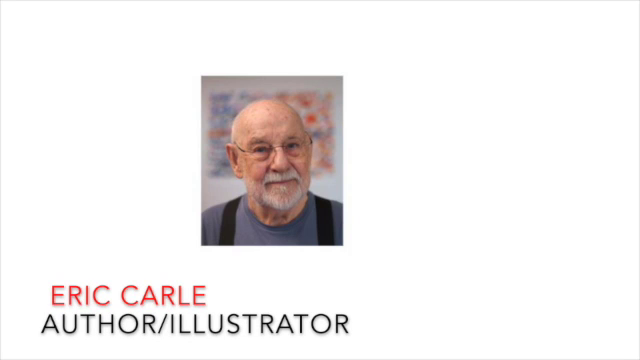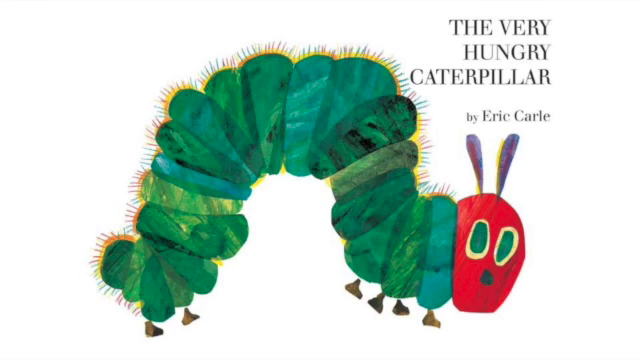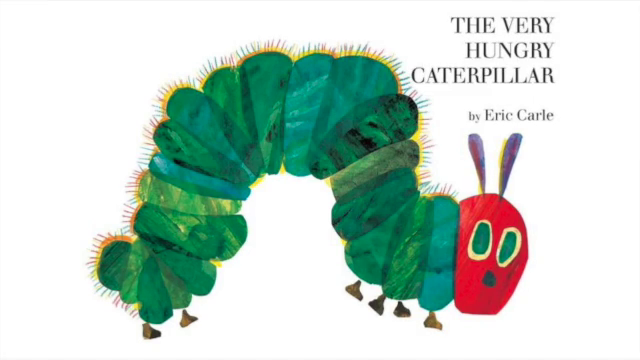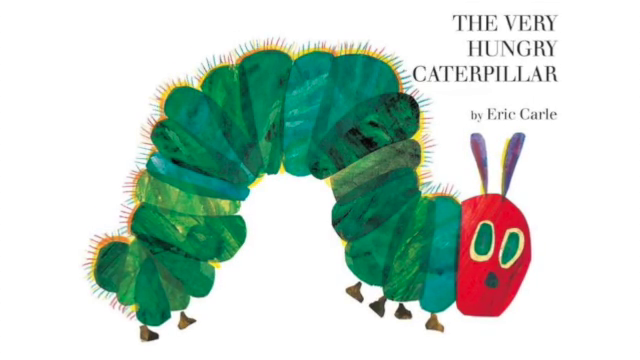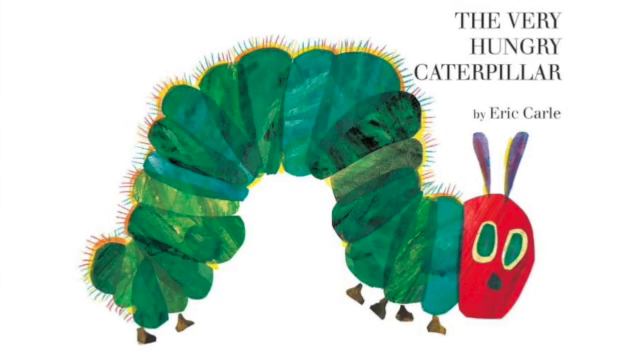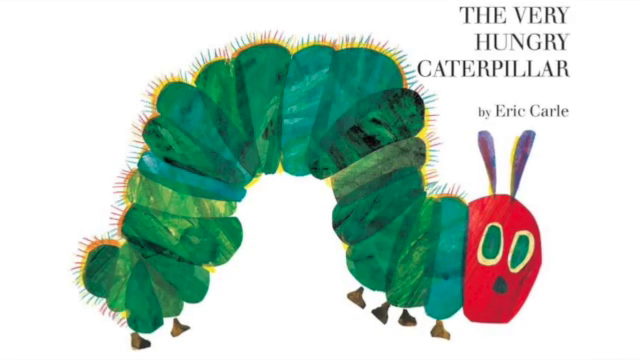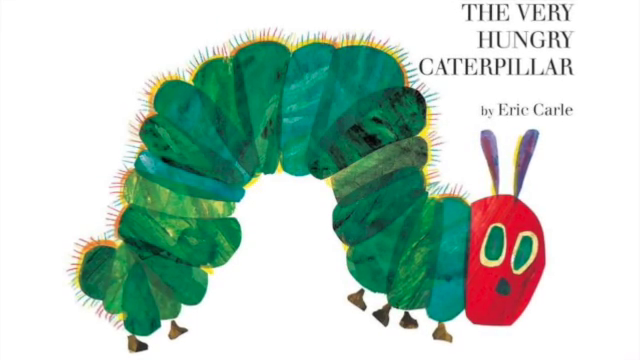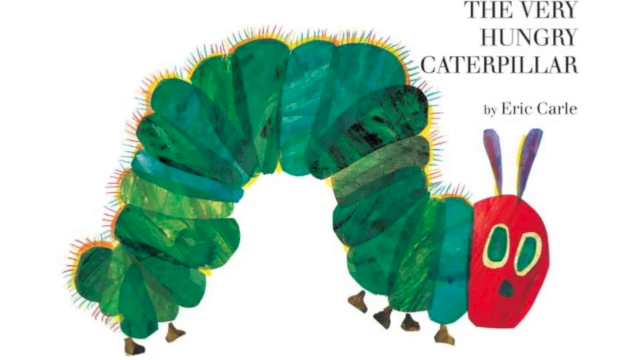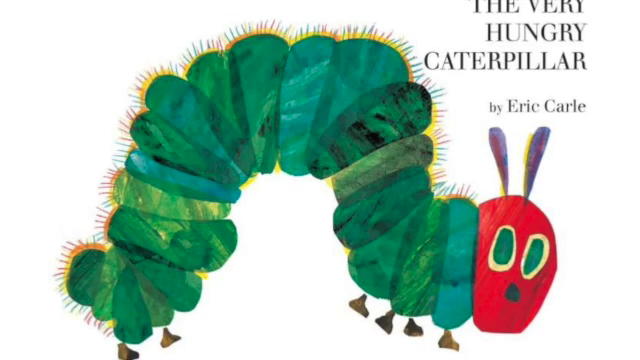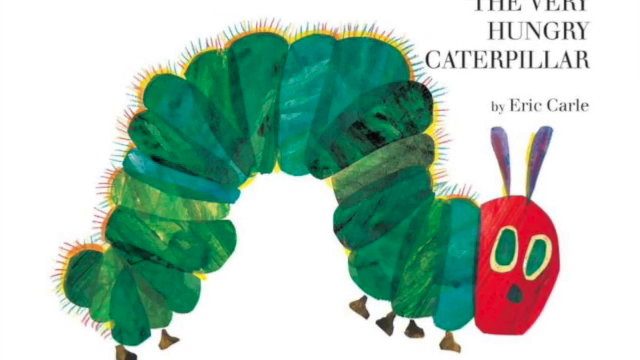This is author-illustrator Eric Carle. He is most famous for his book, The Very Hungry Caterpillar. Since we are talking about texture today, look along the top of the caterpillar. Do you see those tiny little lines? Repetition, over and over again, the same thing. The tiny little lines are showing the fuzz of the caterpillar. This is one way that artists create texture.